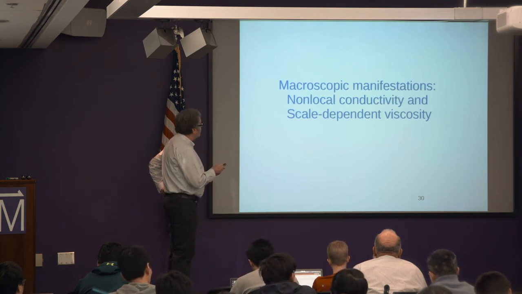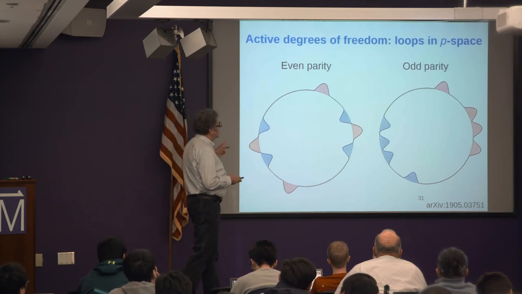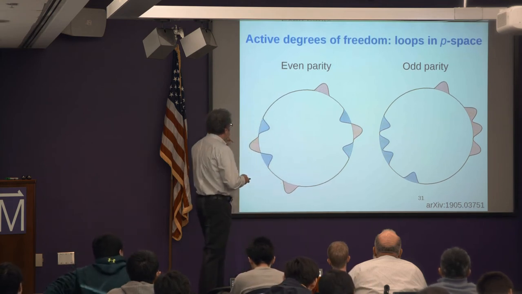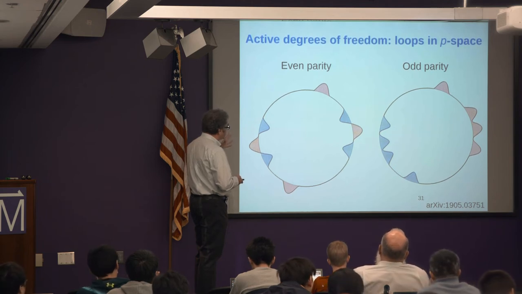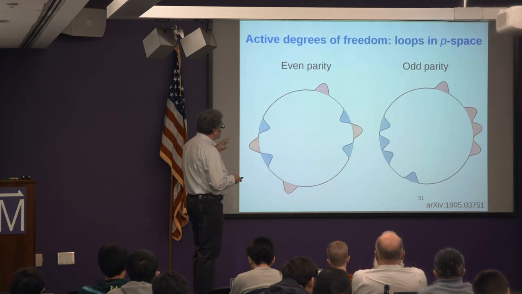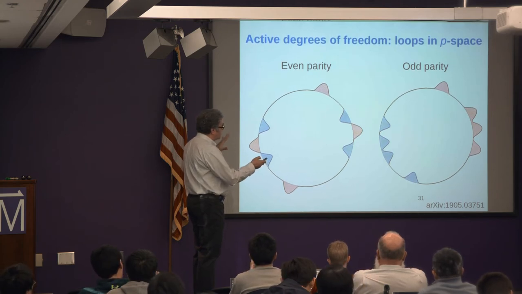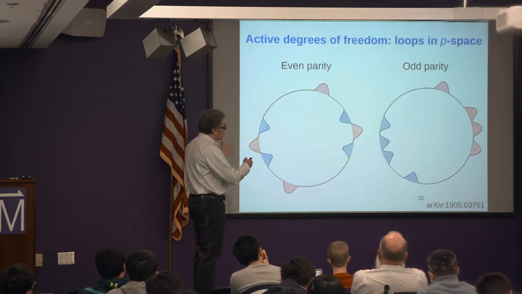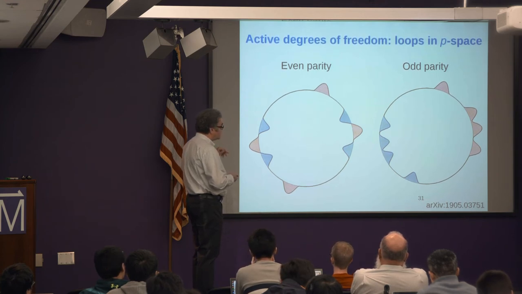Right. So let's talk about manifestations. If you want to understand how these odd parity modes contribute to transport, the easiest way is to take your distribution function and decompose it in the sum of the odd one and the even one, and then try to derive a closed form relation for the odd parity part. Then you get something that allows you to calculate conductivity.